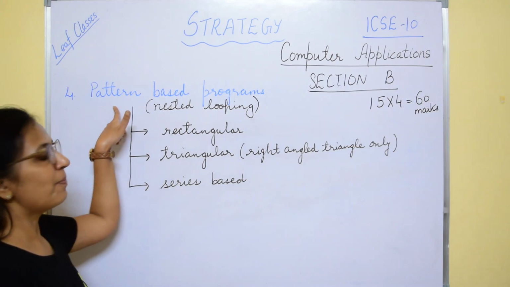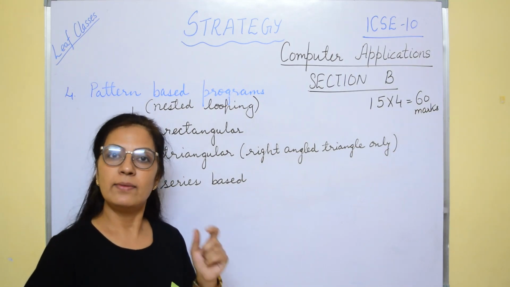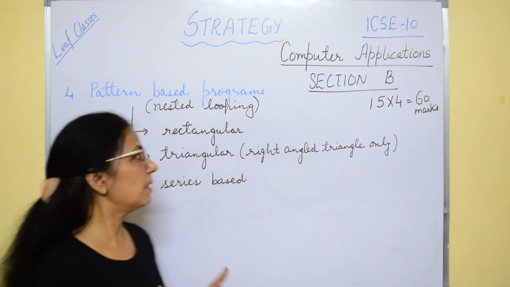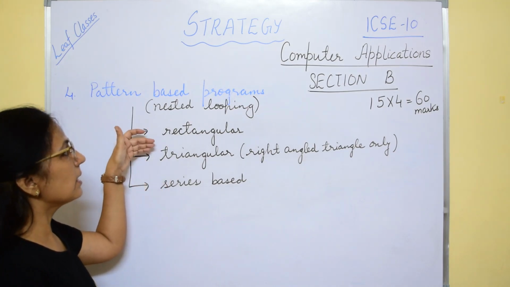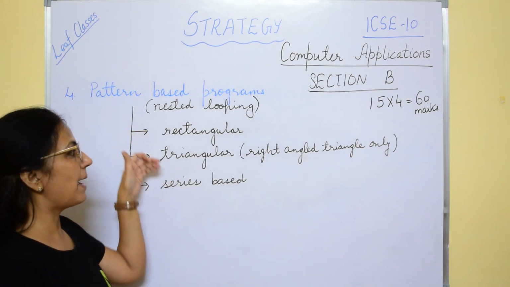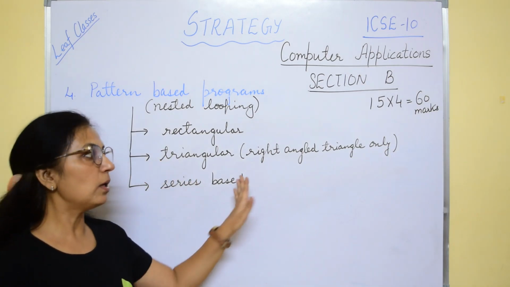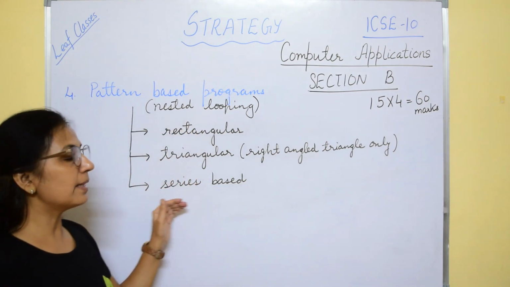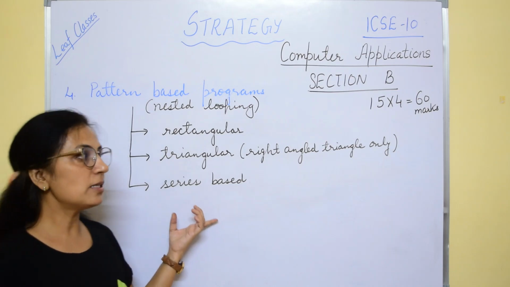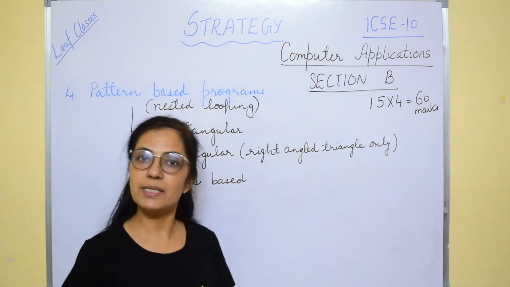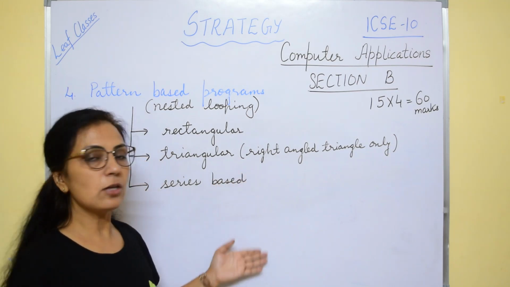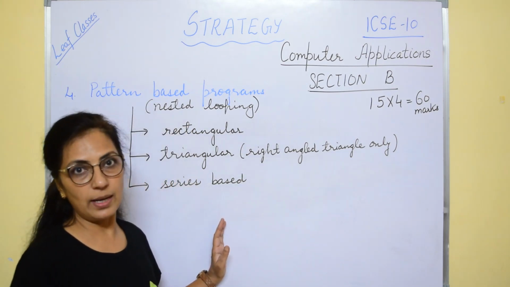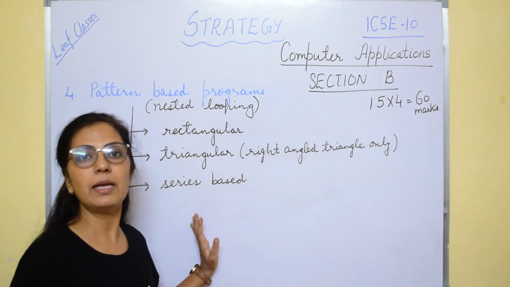The next category is pattern based programs, where you have to do the programs using nested for loops. Nested while and nested do while are not in your syllabus, and from this topic you can get patterns of rectangular format and triangular format. In triangular you have only right angled triangles in the syllabus. You can also get series based programs, and in series based, normally only one variable based series are asked. So this is also very scoring, and you have already done this in class 9th. So prepare it well. This will be just a revision this time.